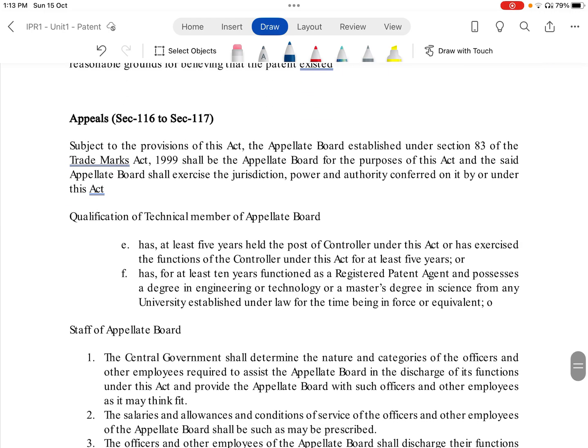Next, appeal. Any appeal on the decision should go to the appellate board here. The appellate board is established under Section 83 of the Trademarks Act. So any intellectual property related appeals will go to the appellate board. The appellate board will be headed by technical members. To qualify as a technical member, that person should have at least 5 years as a controller under the Act. Otherwise, he should have acted for 10 years as a registered patent agent. So they are qualified to be a technical member of the appellate board.